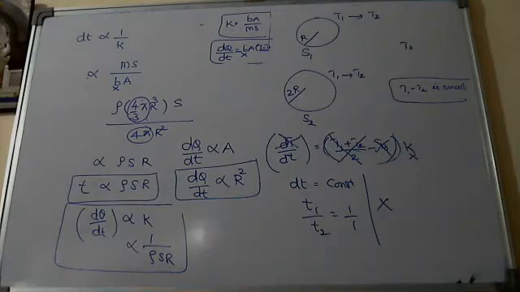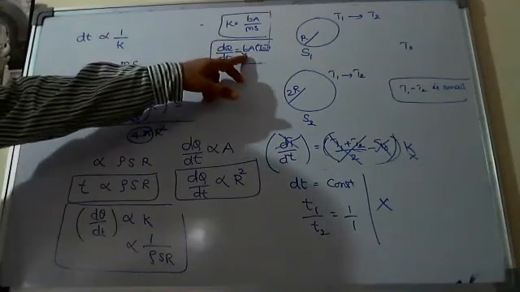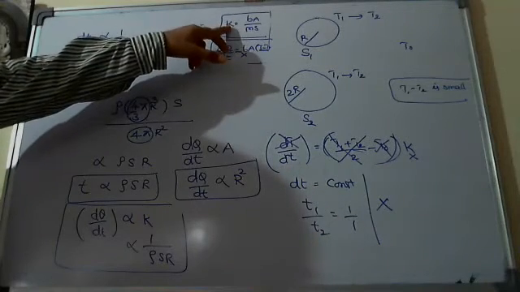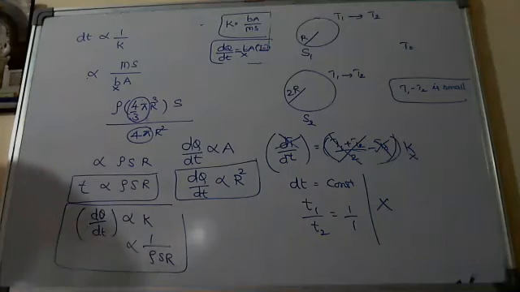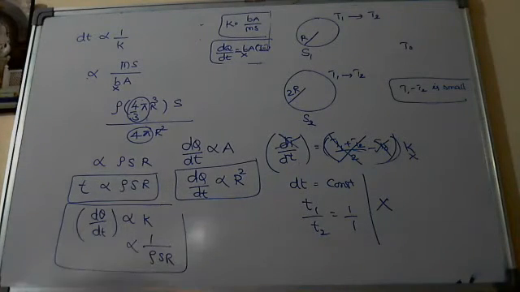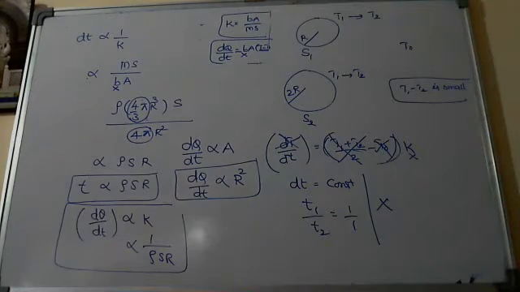So here take care. In the rate of loss of heat, the proportionality constant is a constant. But in the rate of cooling, the proportionality constant is not a constant. That is BA by MS. Right, this is one brief story about Newton's law of cooling.